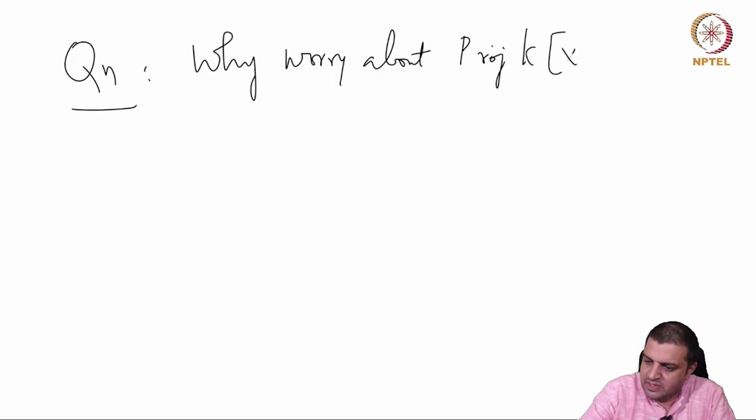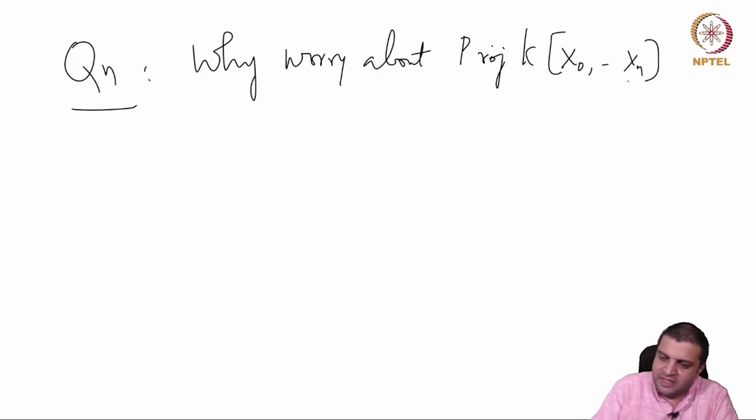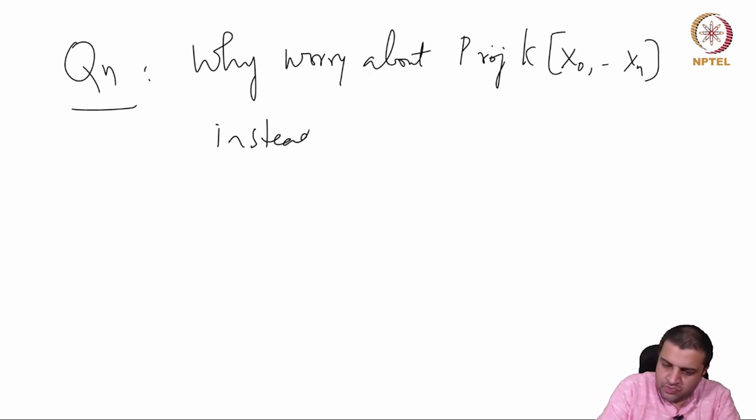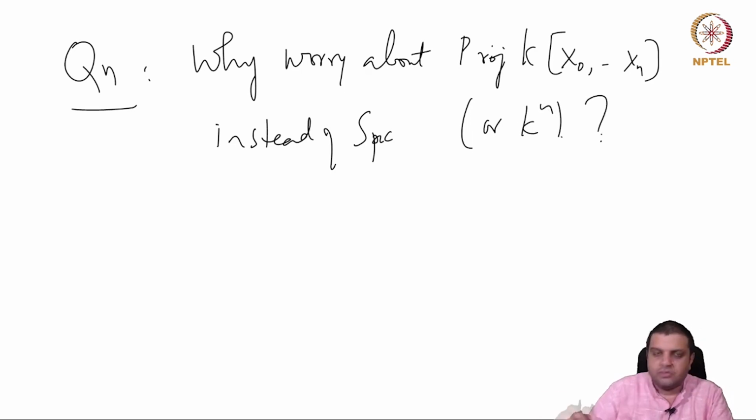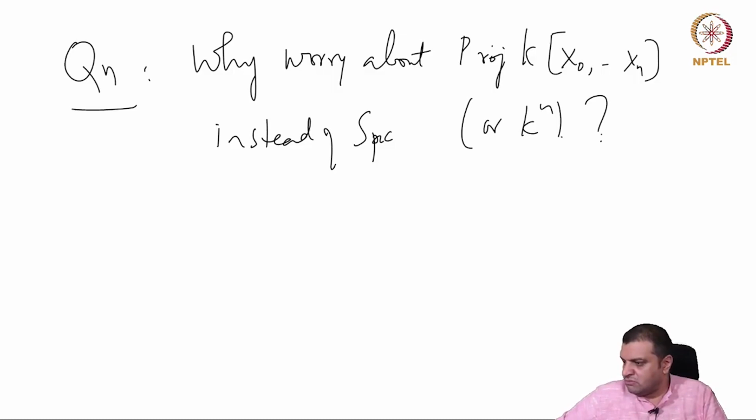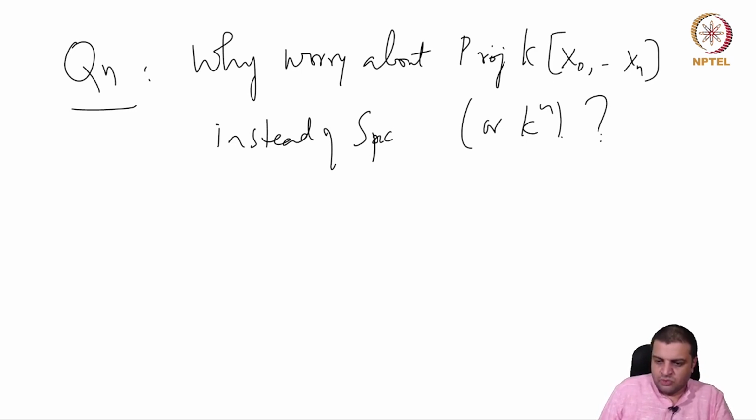Proj of a ring in n plus 1 variables, instead of spec, or Kn. Equivalently, if you are working over an algebraically closed field, just Kn. Why do this? What is the advantage of doing graded things over non-graded things? I mean, there's no direct justification for this. But we'll see a few things here and there in the next 2 to 3 lectures.